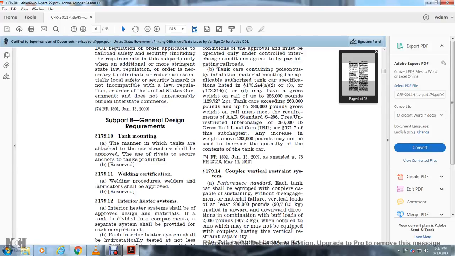Subpart B, General Design Requirements. Tank mounting. The manner in which the tanks are attached to the car structure shall be approved. The use of rivets to secure the anchors or tanks is prohibited. Welding procedure, welders and fabricators shall be approved. The interior heater system shall be approved.